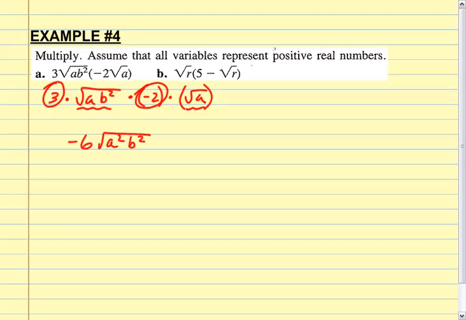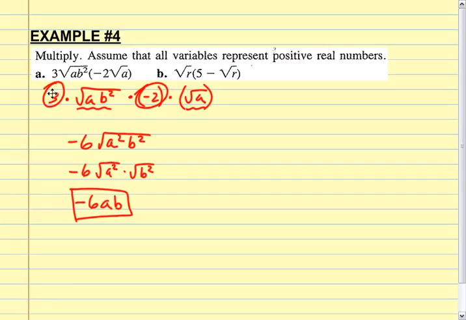Okay? Now I can simplify that stuff underneath the radical because that's -6 square root a squared times the square root of b squared. And whenever I'm doing the square root of something squared, it's just the number that's underneath. So it's -6ab. Okay? And that's our answer.